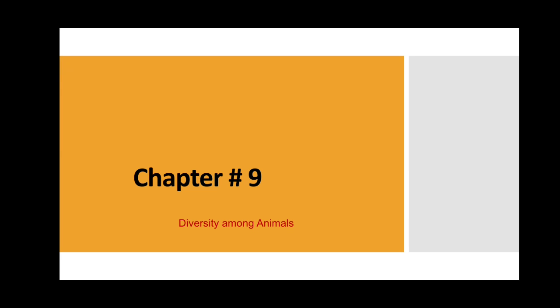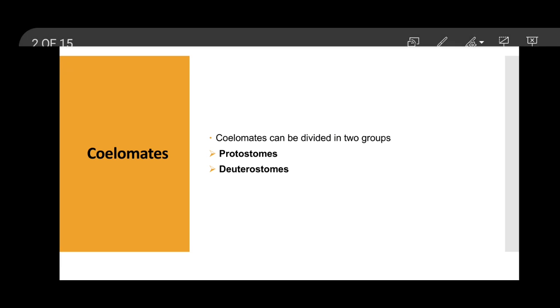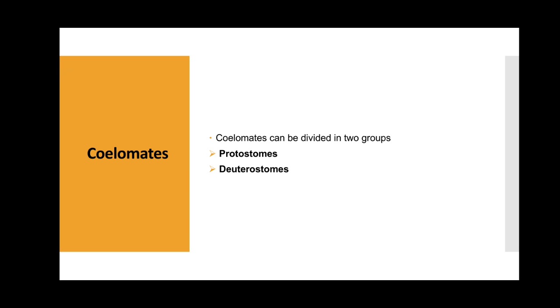Today we are going to start our second lecture, that is from chapter number 9, Diversity Among Animals. So in the last topic we have talked about coelomates, acoelomates and pseudocoelomates. And today we are going to talk about the coelomates and their further division.